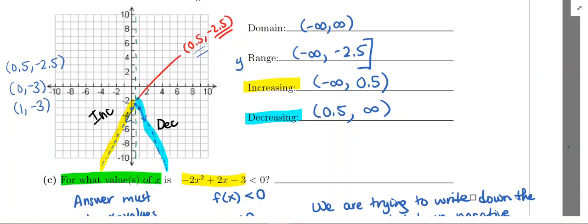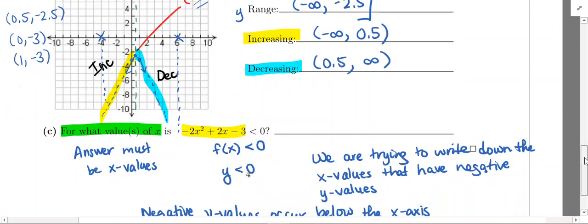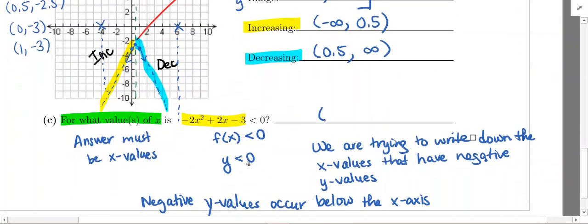For every single x value, for example, if I pick a random x value, -4, and I look at the corresponding y value, it's negative. If I pick another random x value, 6, the y value is way down here, it's negative. Every single x value has a negative y value. So the answer is all values of x. So that's going to be all real numbers.